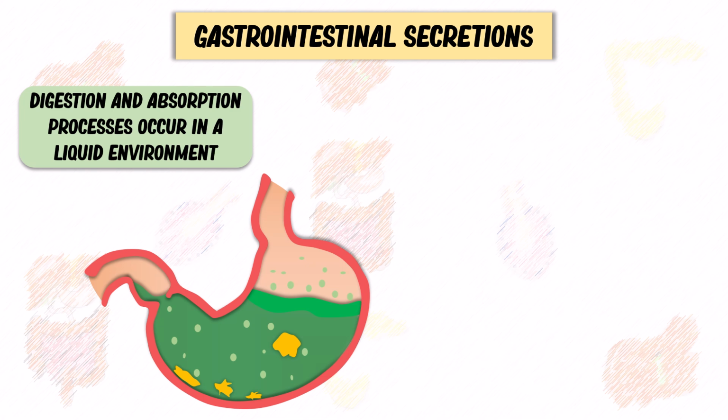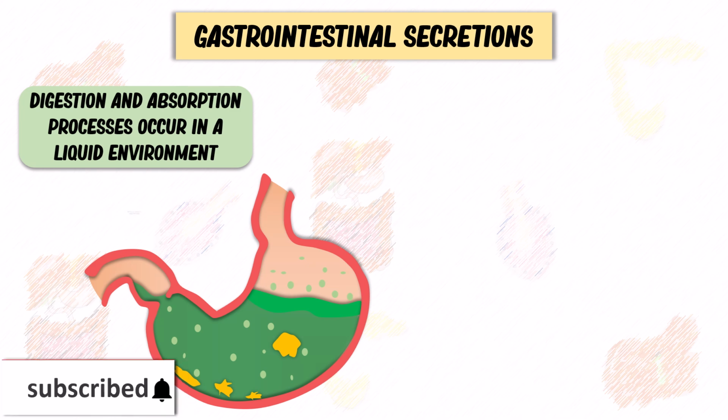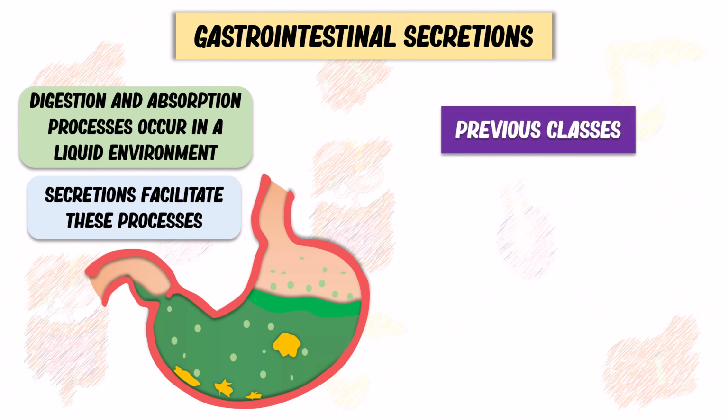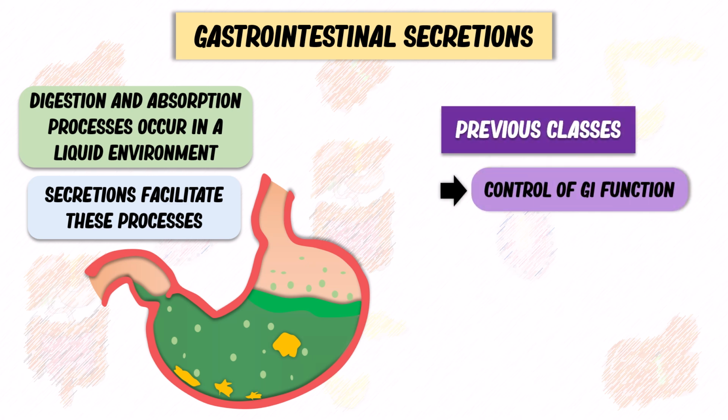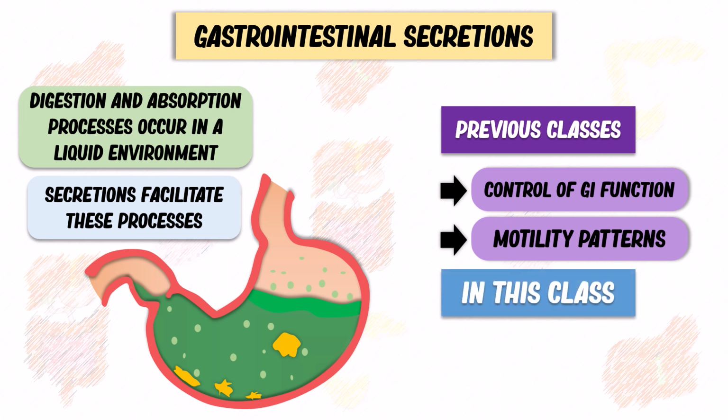The processes of digestion and absorption occur in a liquid environment. Within the digestive system, various glands produce and release secretions that create an aqueous environment, facilitating these processes. In previous lessons, we studied how gastrointestinal function is controlled, as well as the motility of different regions. In this lesson, we will explore the various secretions of the digestive system.